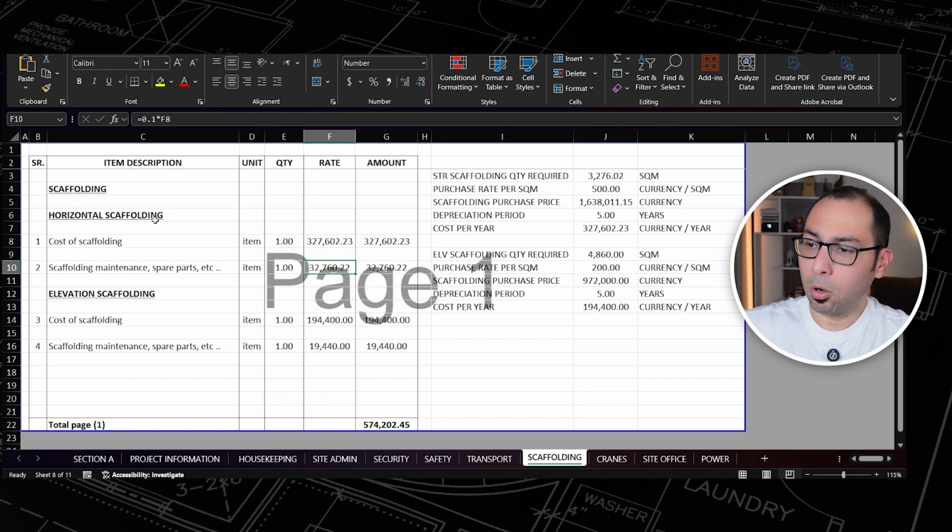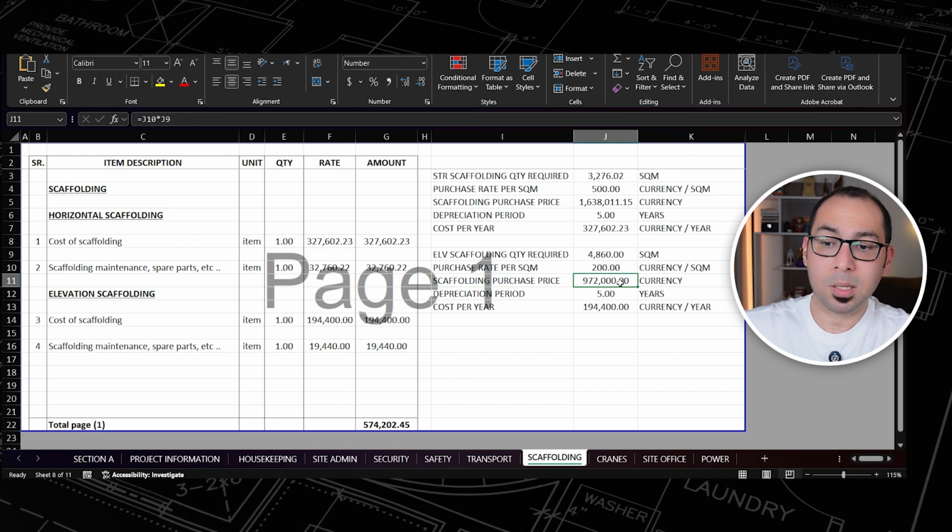And this is for the horizontal scaffolding. For the elevation scaffolding or vertical scaffolding, again, I am using the same thing. I have the elevation scaffolding quantity here. I calculated the quantity, let's say, from the drawings. And the purchase rate per square meter is this much.